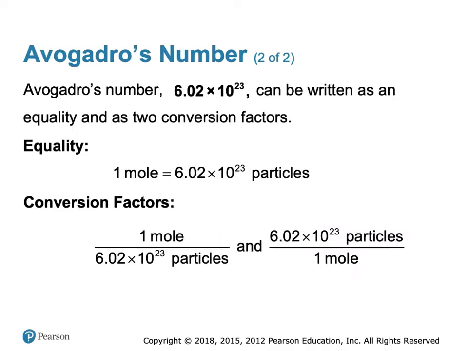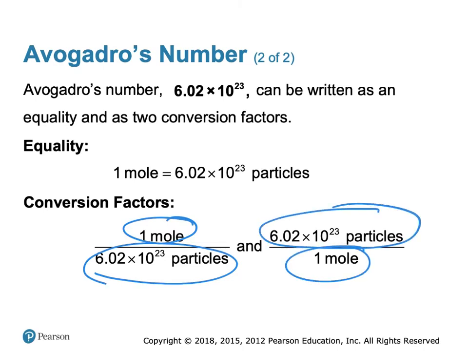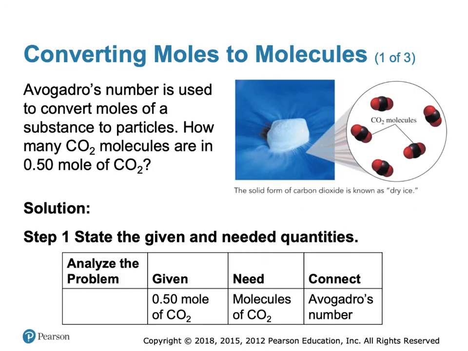So we can use this as a conversion factor. And you can see the relationship here. We can either have 1 mole in the numerator and Avogadro's number in the denominator, or Avogadro's number in the numerator and 1 mole in the denominator. It just depends upon the problem at hand. So let's look at how to convert moles to molecules. Avogadro's number is used to convert moles of a substance to the number of particles of that substance.